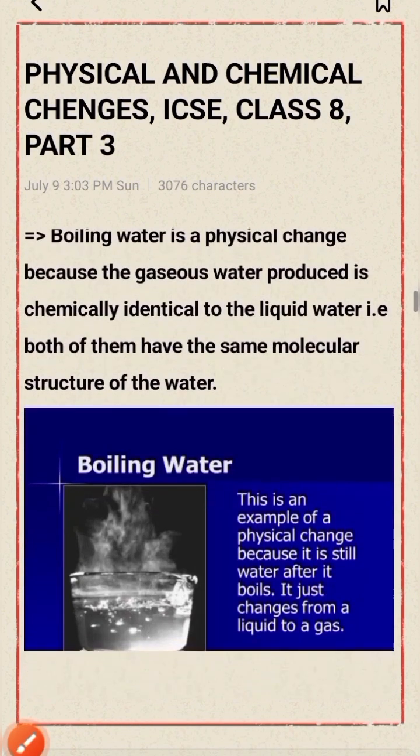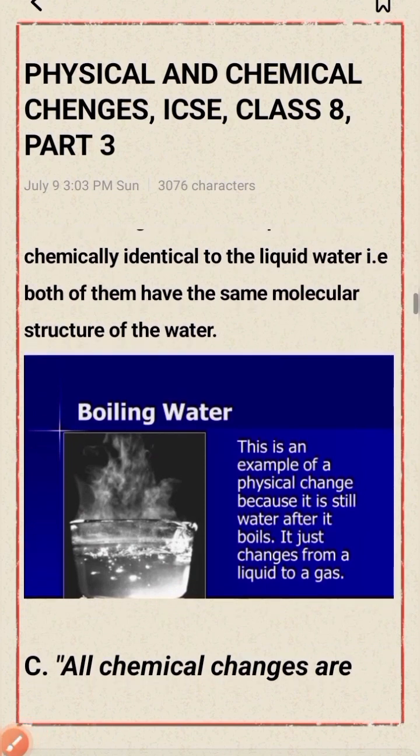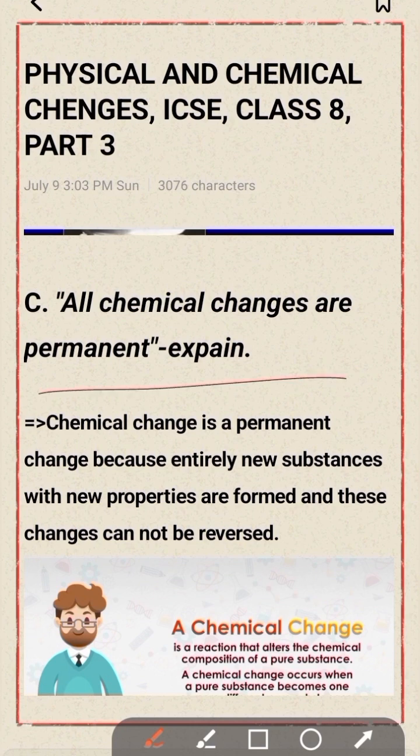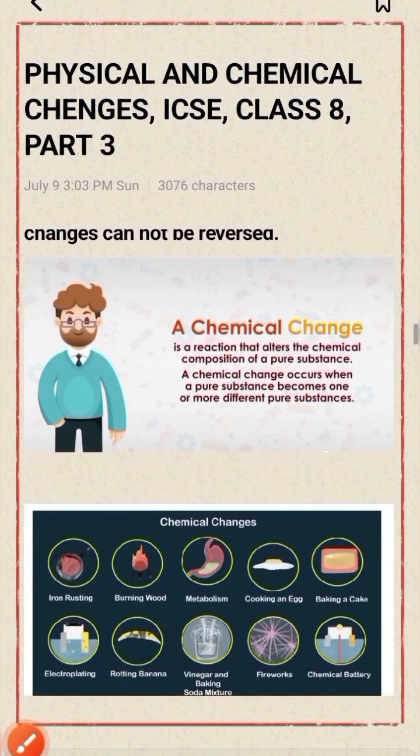Okay, show the picture. Okay, boiling of water. Next question: all chemical changes are permanent. Chemical change is a permanent change because an entirely new substance with new properties is formed, and this change cannot be reversed. That is, there is no return to the initial state. Okay, show the picture of chemical changes.